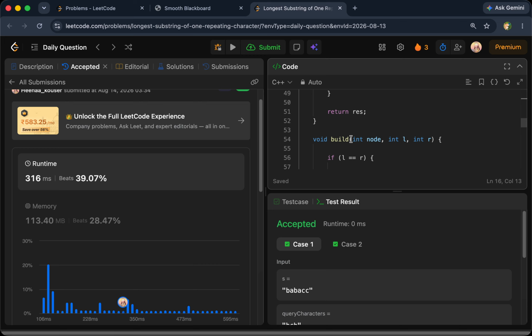Build a segment tree, store prefix, suffix and best, update one character, merge back to the root; the best at the root is the answer.